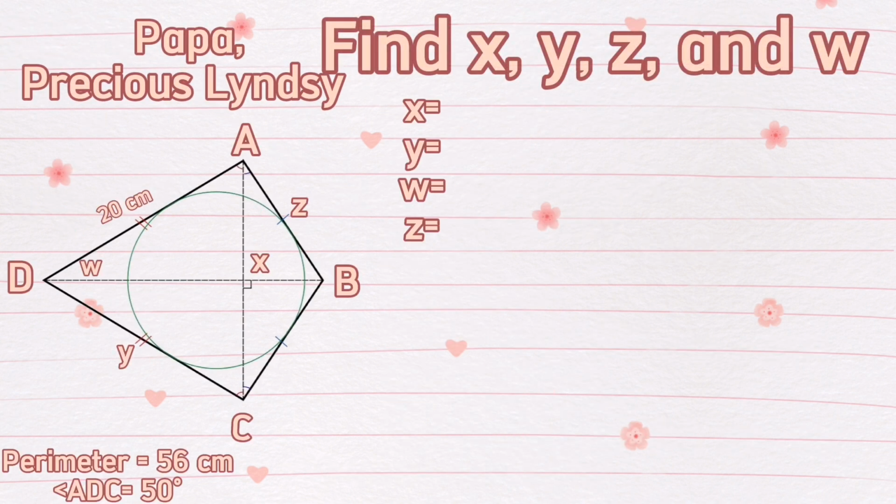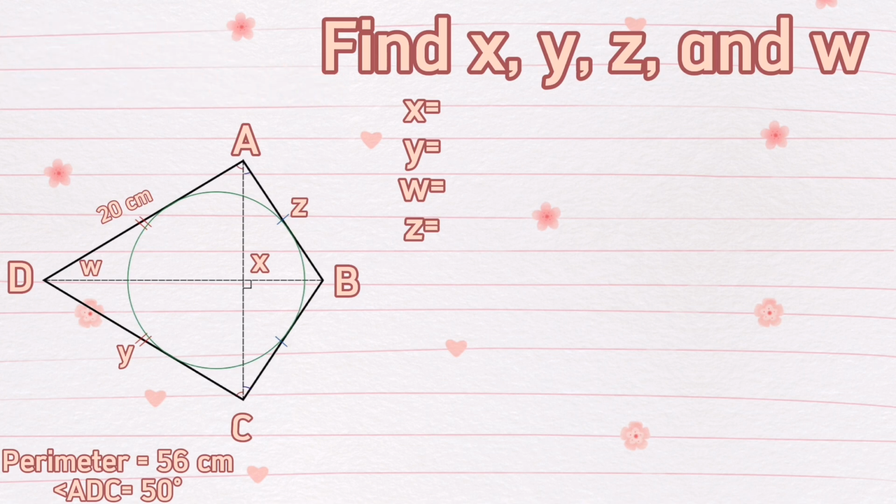Hello everyone, today we are going to give you example 1, which is finding x, y, z, and w. As you can see, we have a kite ABCD, and the given perimeter is equal to 56 centimeters, and angle ADC is equal to 50 degrees. Now let us find the value of x. The value of x is easy to find because one of the properties of a kite is that diagonals are perpendicular, which will form a right angle. A right angle is equal to 90 degrees.